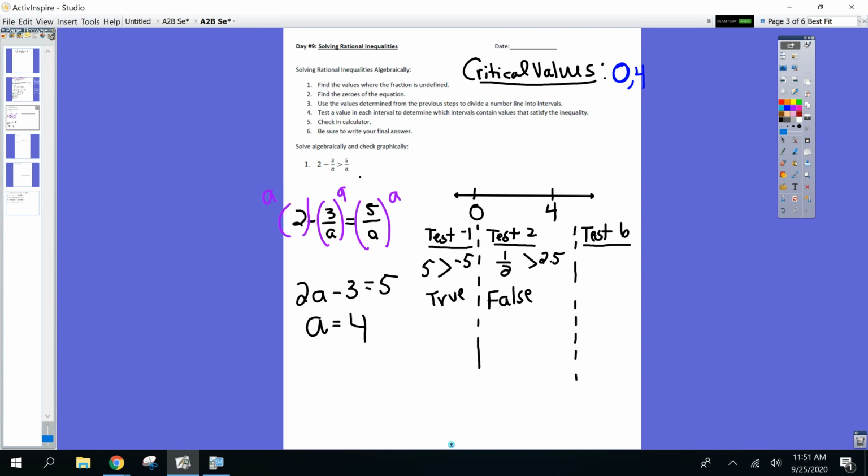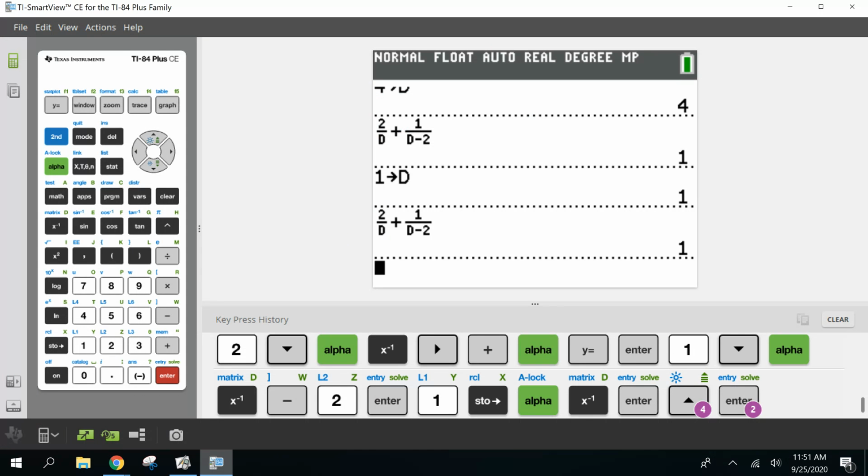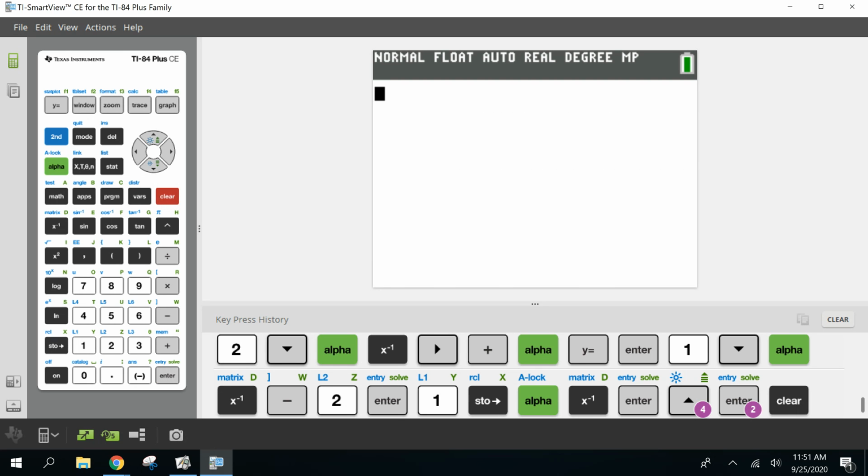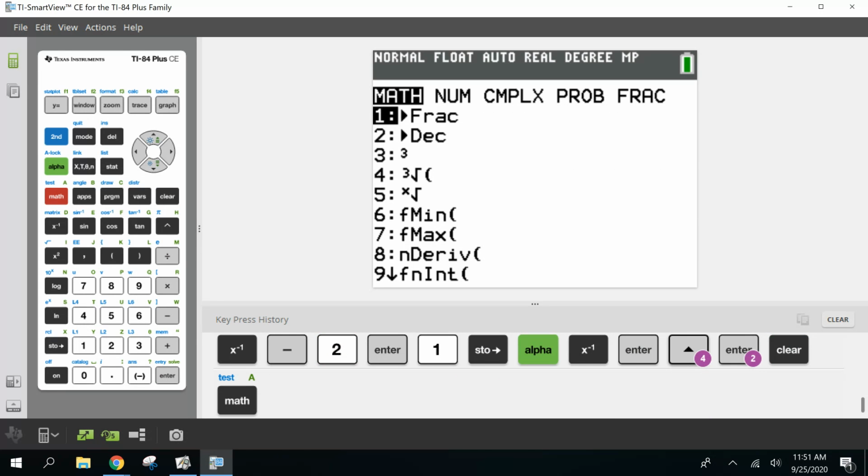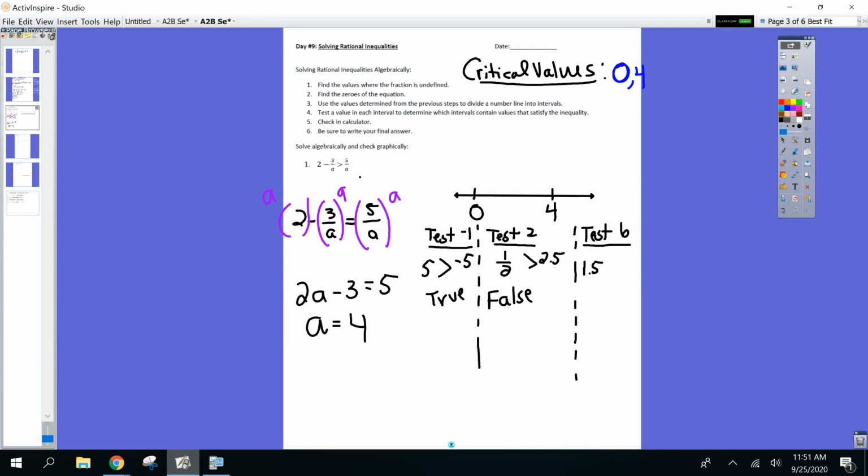I'm getting 1.5 for the left. How do you make the fraction into a decimal? Great question. How do I make a fraction into a decimal? You have a math button here. You go to math, and do you see choice 2 that says turn anything into a decimal? Okay, great question. Thank you. Yep. So there's 1.5, and then let's see, 5 divided by 6, 0.83 repeating. Is that true, guys? Yep.